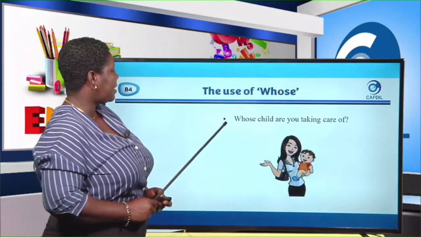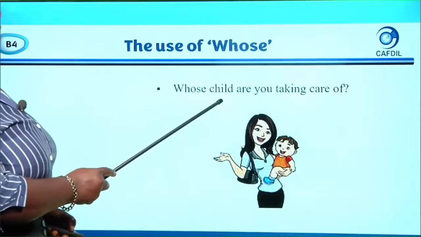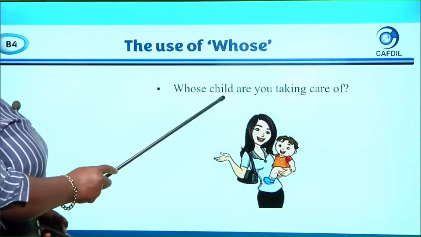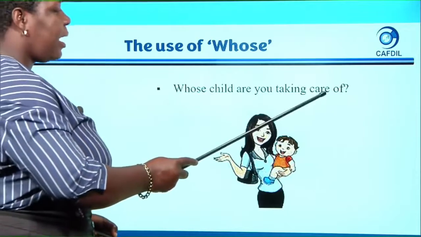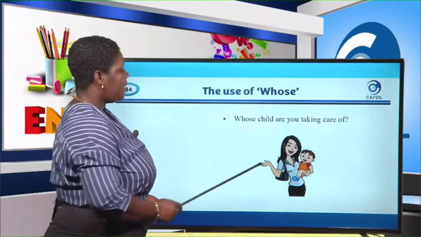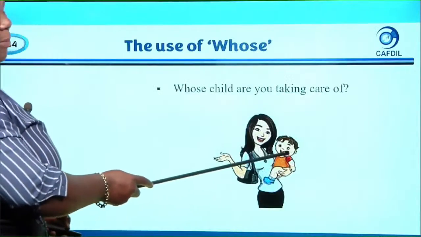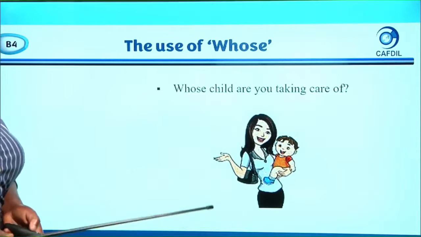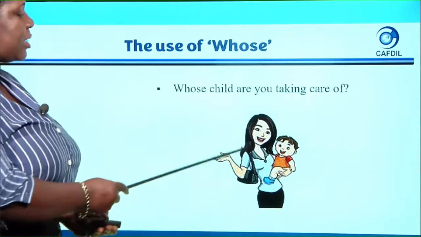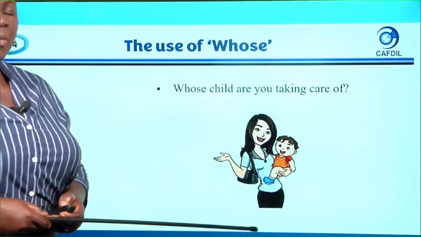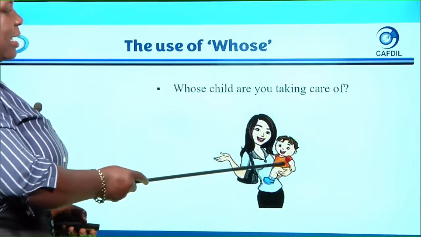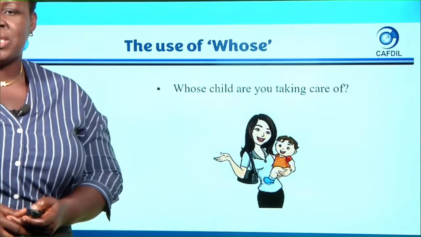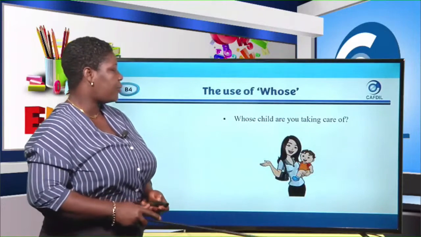Let's look at another example. Whose child are you taking care of? There is a baby here being carried by a young woman. Whose child is she carrying? Whose child are you taking care of?